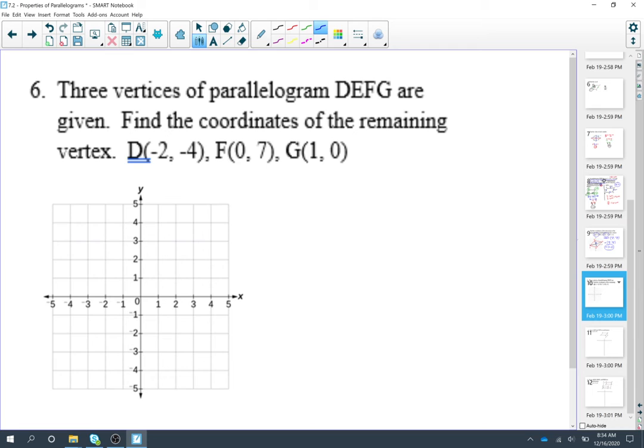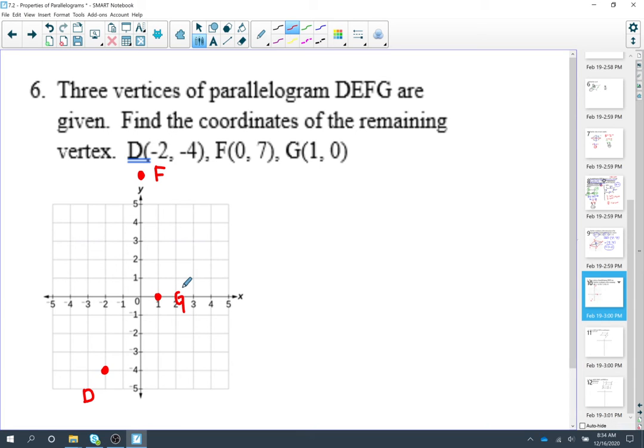Example 6. 3 vertices of parallelogram DEFG are given. Find the coordinates of the remaining vertex. So D is at negative 2, negative 4. F is at 0, 7. So 5, 6, 7. You got to go up here, which is F. G is at 1, 0.